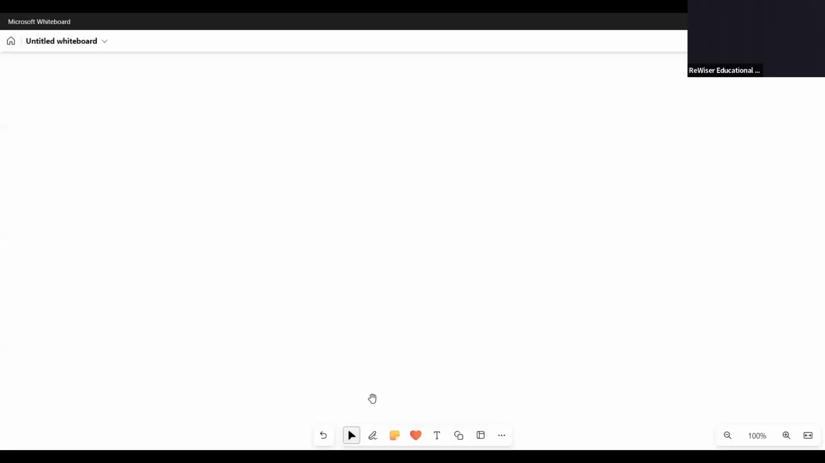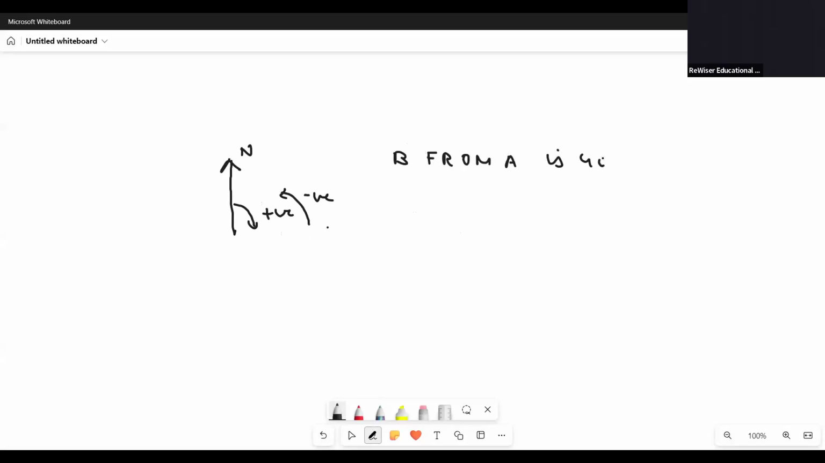How do bearings work? First of all, we'll draw a north. All the angles are measured from north, taking the clockwise direction as positive and the anti-clockwise direction as negative. So suppose I say that the bearing of B from A is 40 degrees, what does that mean? First at A, I'll draw a north, and then from here I'll draw a point B, which is at 40 degrees measured clockwise. Got that?